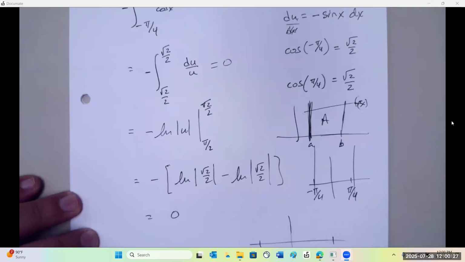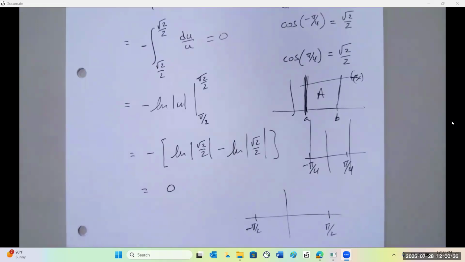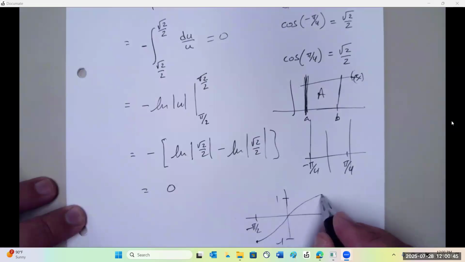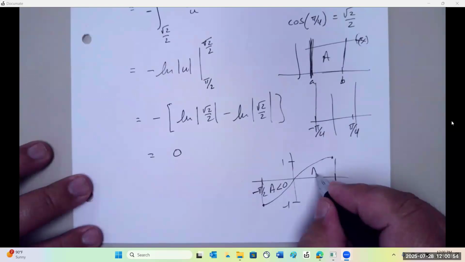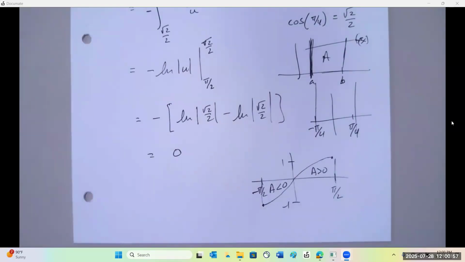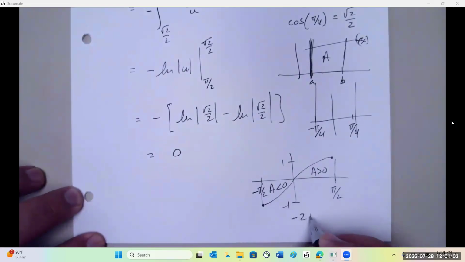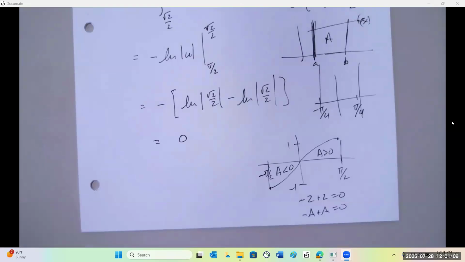So if we look at the sine function from negative pi over 2 to pi over 2, it goes from -1 to 0 and then to 1. So the area of this one is negative, the area of this one's positive, but they're the same area. Let's say -2 plus 2 is equal to 0, or negative A plus A is equal to 0. So that's exactly what happens.